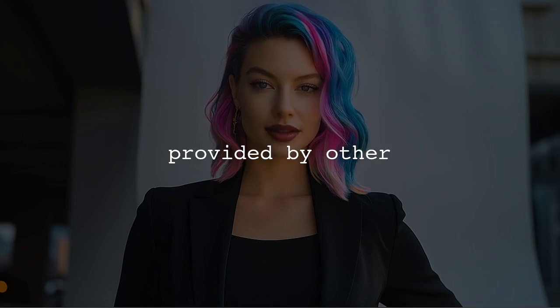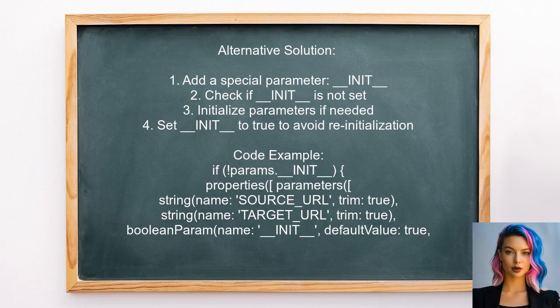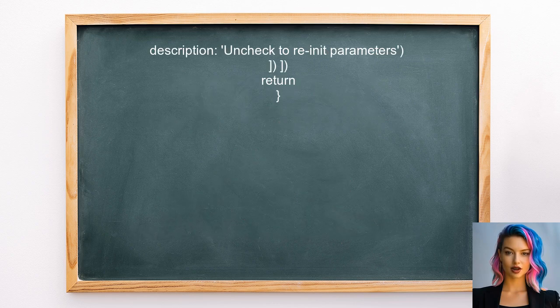Now, let's look at the answers provided by other users. An alternative solution to the parameter overriding issue in Jenkins pipelines is to add a special parameter to prevent default values from being reset. This involves checking if a specific parameter, called init, is set. If it isn't, you initialize your parameters and set init to true. This way, the parameters won't be reinitialized in subsequent runs unless you manually uncheck the init field.